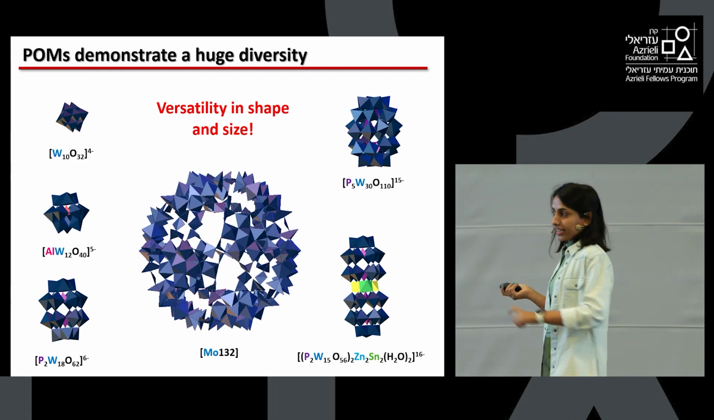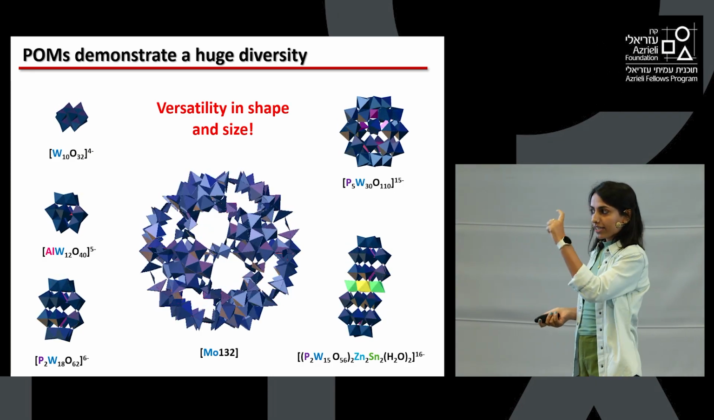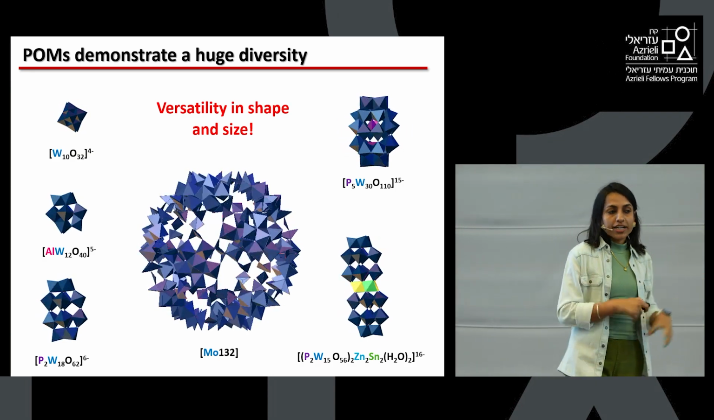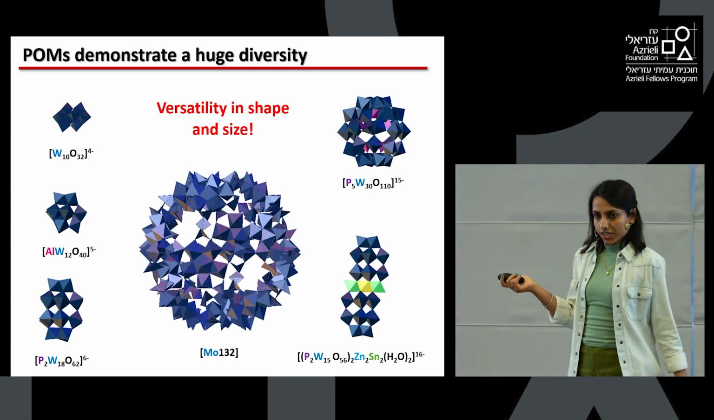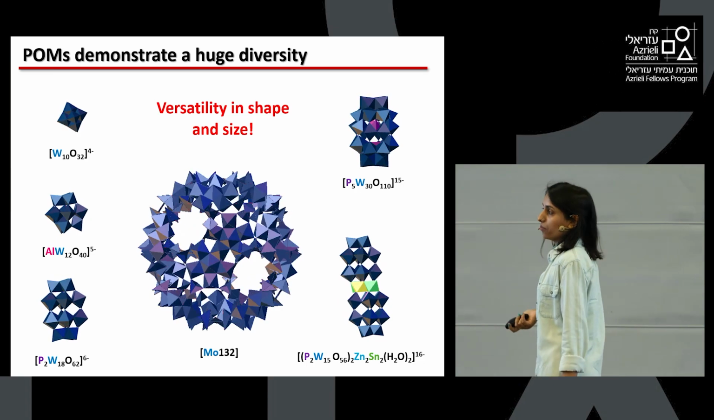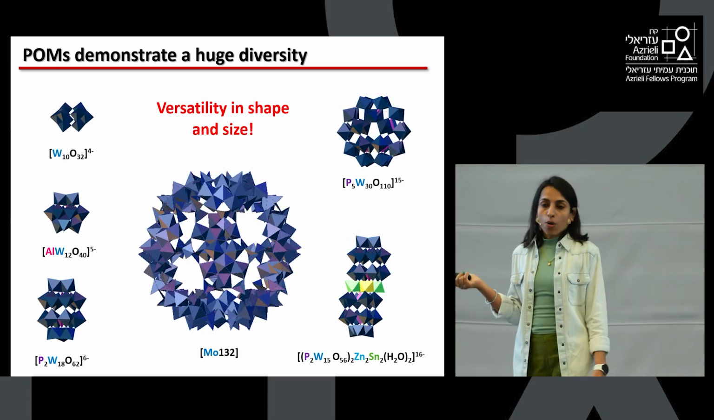You can see here that the polyhedra that I have shown earlier, the basic construction unit, can join in different fashions and can form various types of structures. And we can synthesize the material according to our need, and we can choose any of these POMs.